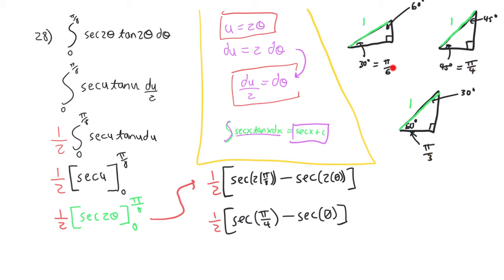Radians are just another way of measuring angles. 30 degrees is equal to pi over 6 radians. 45 degrees is equal to pi over 4 radians. 60 degrees is equal to pi over 3 radians. Now, for my student at home, if you want to write down these triangles, it's not the worst idea in the world. Okay.